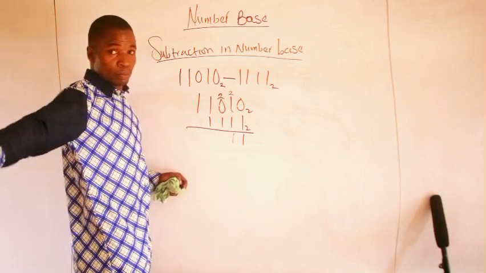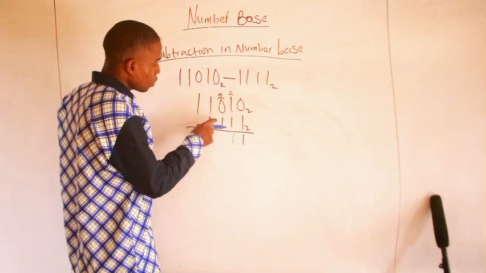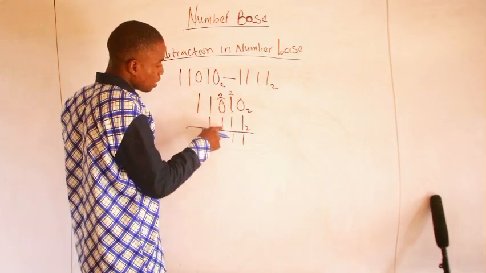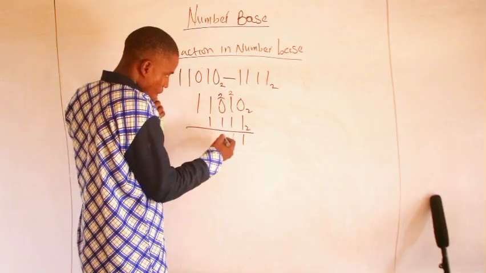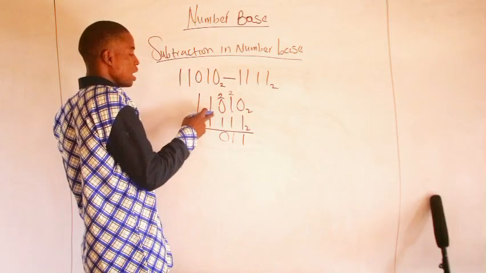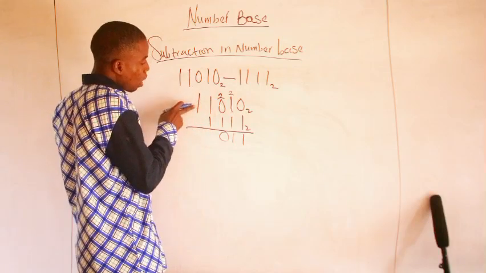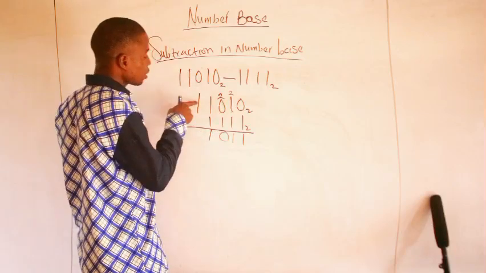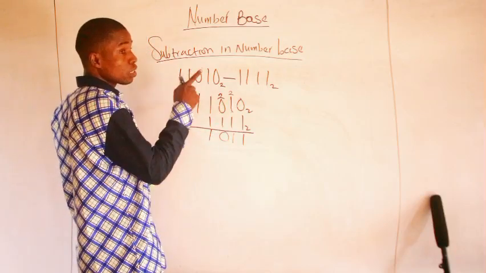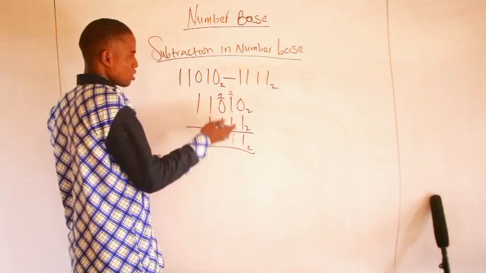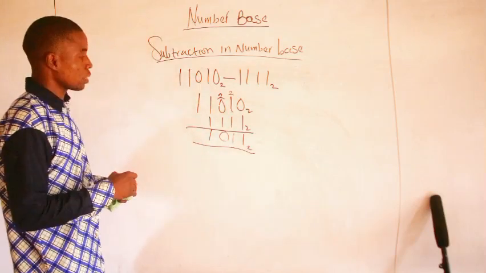Now, it will now be what? This one remains 1. Remember, we are borrowing it. It will now be this one minus 1, which is 0. Because we are borrowing it, this one remains. Borrow 1 from here. This one is 1. When you borrow 1 from here, it will turn to 2 minus 1, 2. Let us do more about this. It is very important.